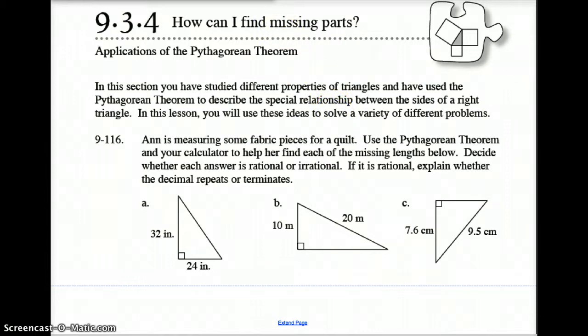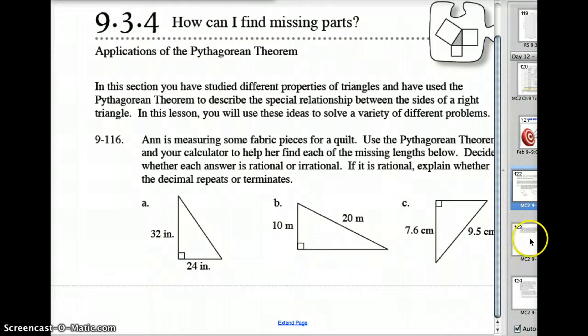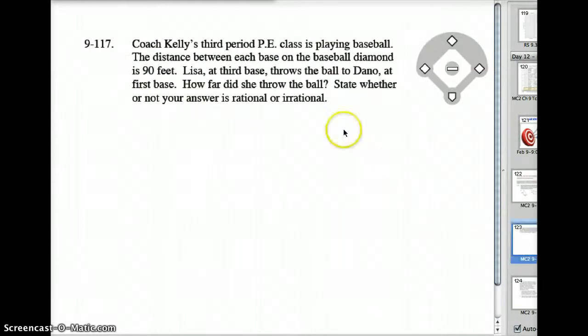All right, moving forward to the next page. You need to come to class with those answers because I'm not giving them to you. I can check those in class when you bring those.